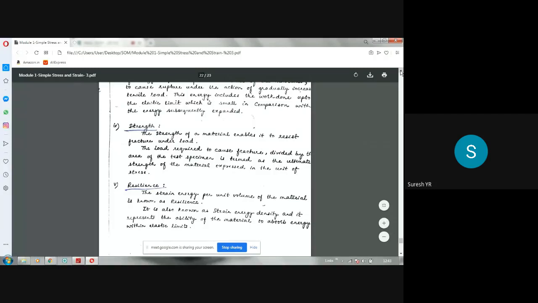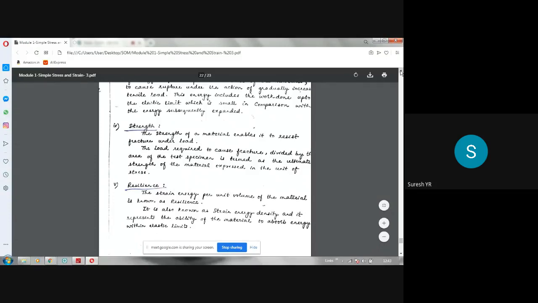Then we derived expressions for the tapering circular bar, delta L for the tapering circular bar, then delta L for the tapering rectangular bar also. Then deformation due to self weight of the bar when it is hanging, when it is subject to self weight, how to compute the deformation, that also we derived. So those 4 derivations we have done.